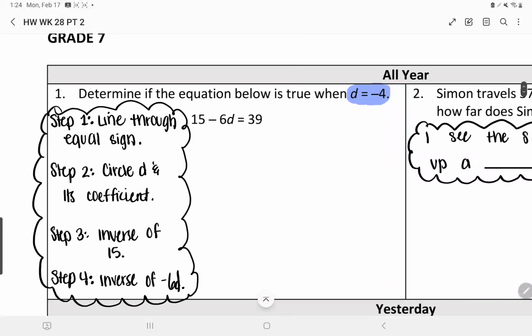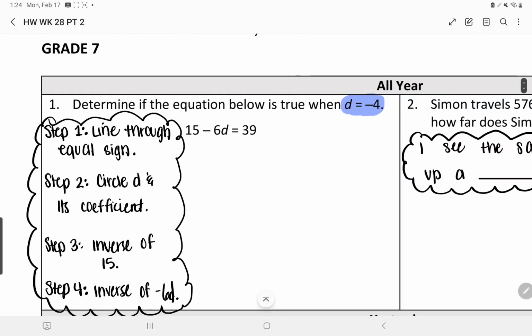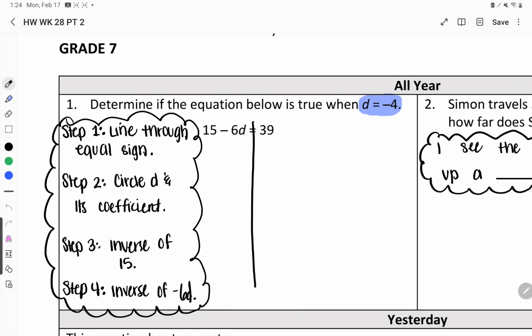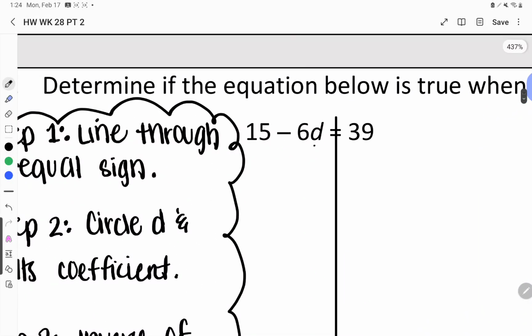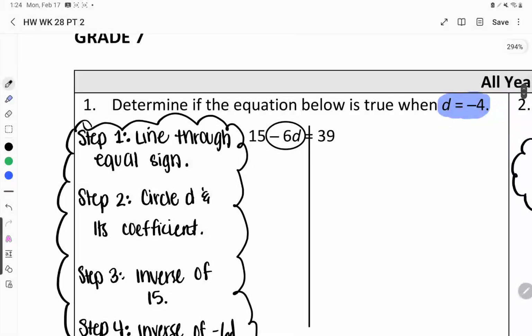Okay, for this problem right here, it says determine if the equation below is true when d equals negative 4, which means I'm trying to see if when I solve this, I get negative 4 as my answer. So my first step every time is to draw a line through the equal sign. After that, I circle my variable, which in this case is d, and its coefficient. Now, if you look, 6 is attached, but the sign in front of that 6 is a negative, so I need to make sure I circle that negative as well, because that belongs to the 6. 15, actually, we'll talk about that in just a second. Now, if this was an inequality, I would flip this, but this is an equal sign. You can flip an equal sign if you want to.